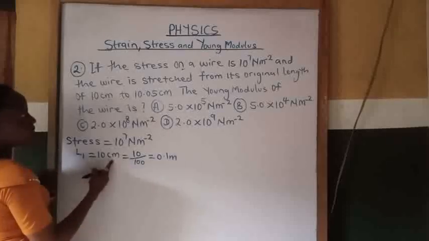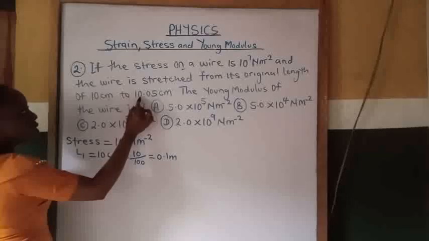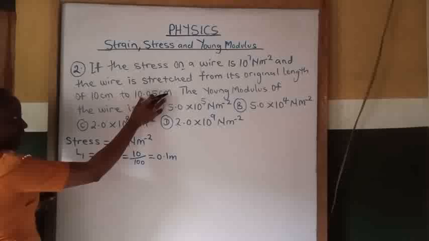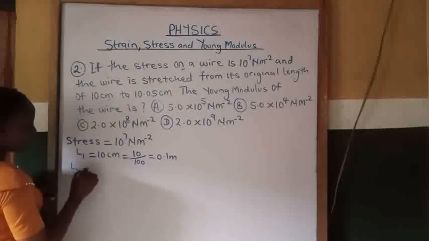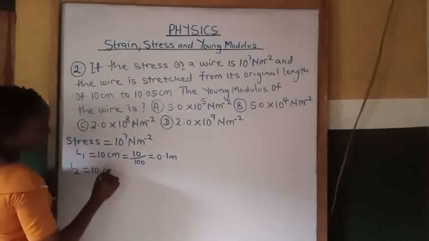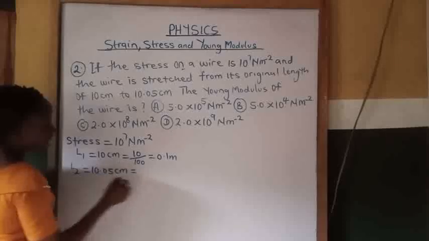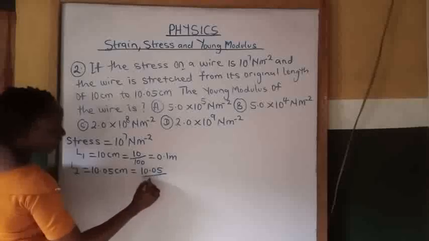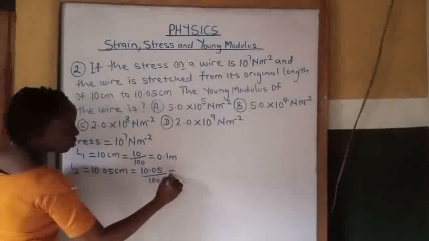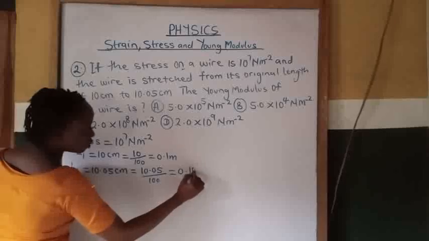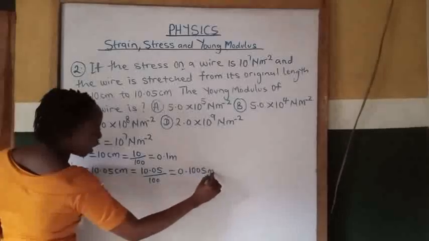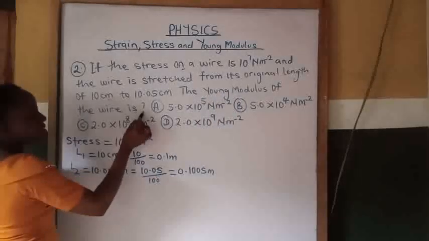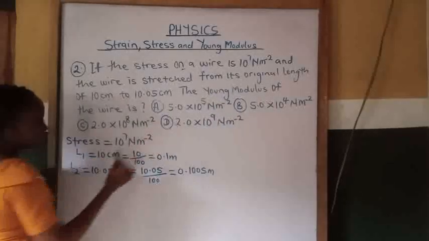Then the wire is stretched to 10.05 centimeter. Let's call this 10.05 the final length, L2 equal to 10.05 centimeter. Let's convert it to meter, so that will be 10.05 divided by 100, which gives us 0.1005 meter. We are looking for the Young modulus of the wire.